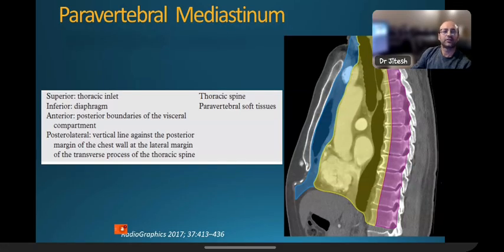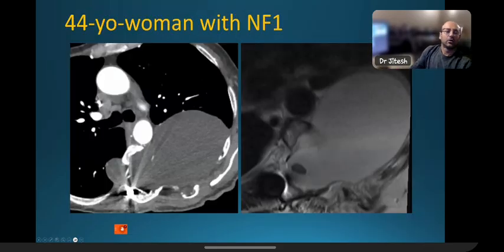So now lastly, we'll talk about the paravertebral space, which is this space in purple or pink behind this posterior line, which is behind the vertebral margins. The most common tumors in the posterior mediastinal paravertebral space are neurogenic tumors. As we all know, they could be cystic or solid. When we see a cystic neoplasm, those are usually meningocele.